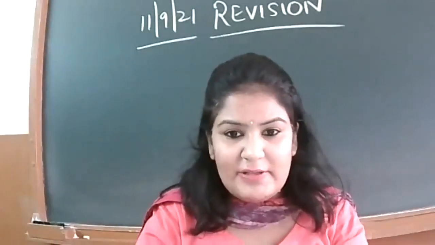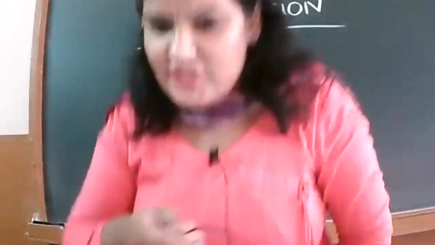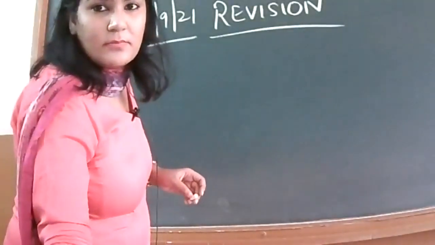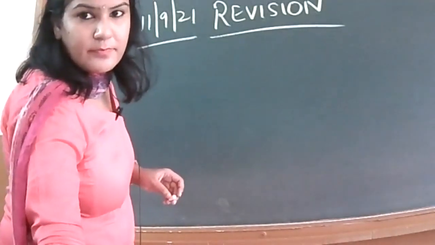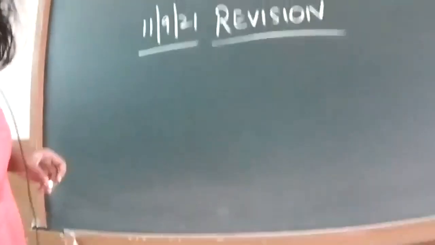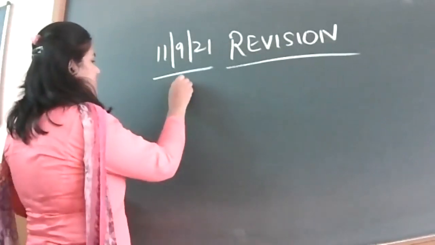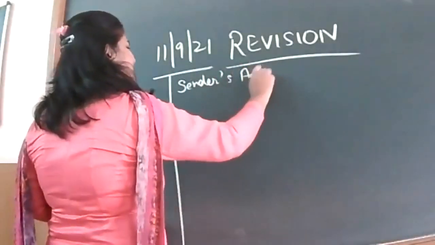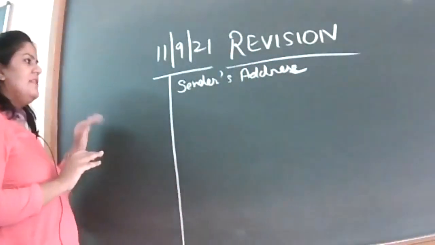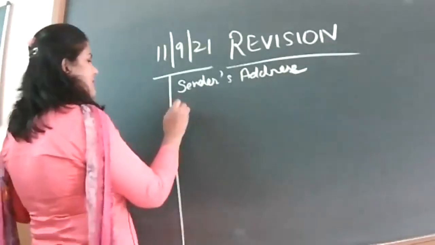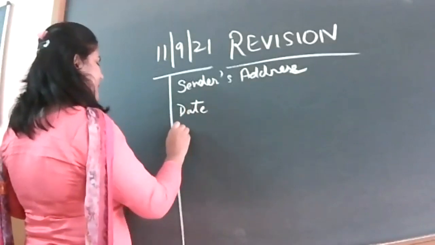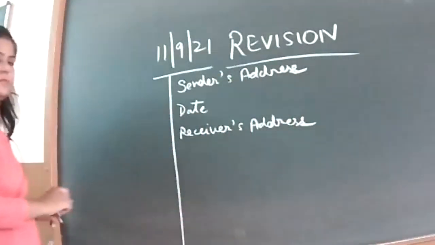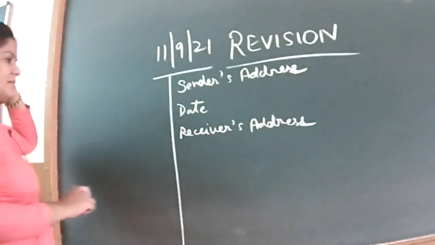I'll be discussing the format of the letter once again, because in both the letters, whether it is a letter to the editor or an official or business letter, the format is almost the same. First of all, suppose this is the margin line. Clear? Sender's address. You should remember where we write it. Firstly you send the letter, then it is received. Sender's address, then skip one line, then date, then again skip a line, then receiver's address. Sender's address, date, receiver's address.